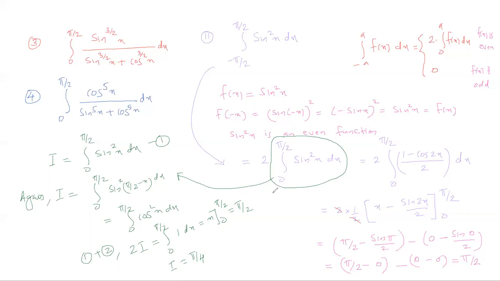So we got the value of I. Then substitute it, this equals 2 into its value, which is pi/4. So 2 into pi/4 is equal to pi/2. Like that also you can find the answer. It is up to you.